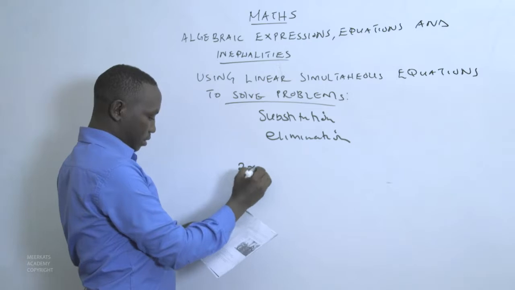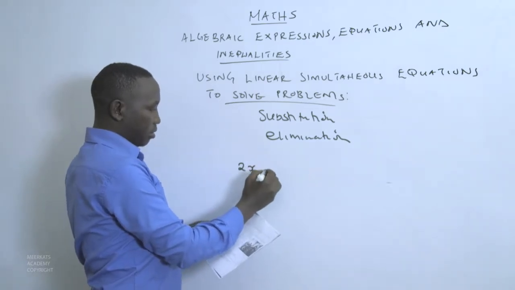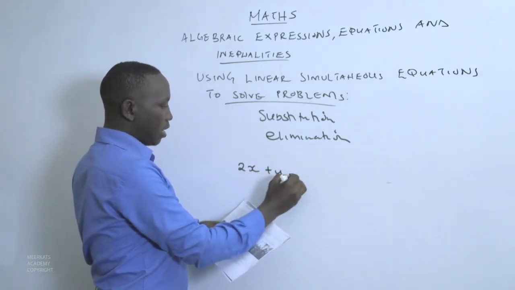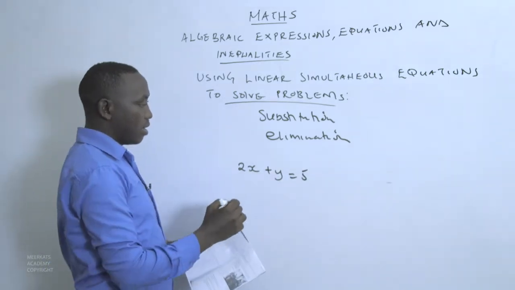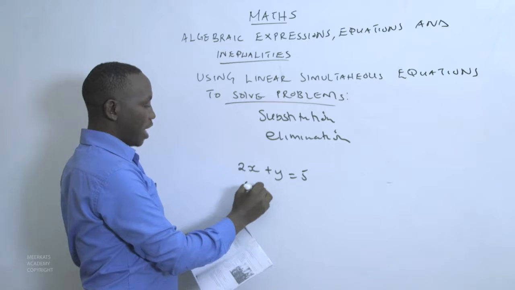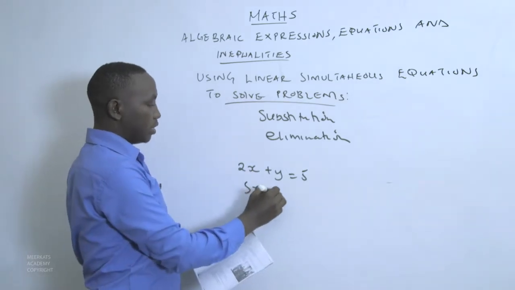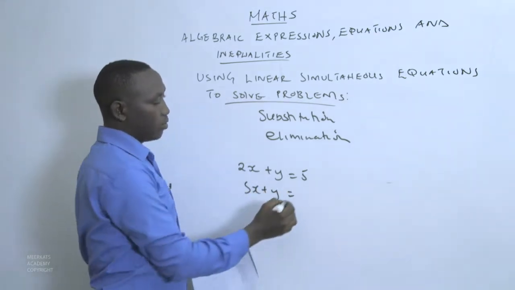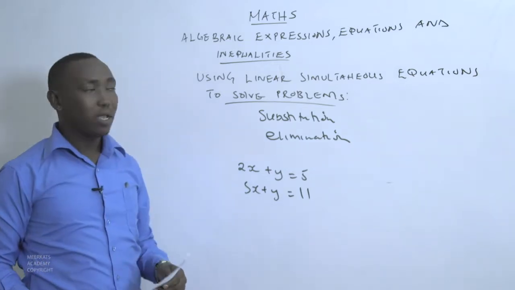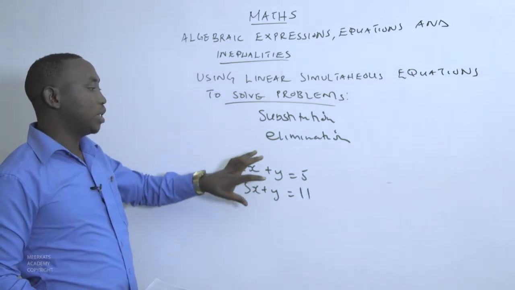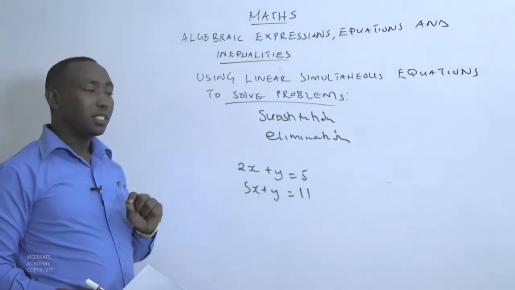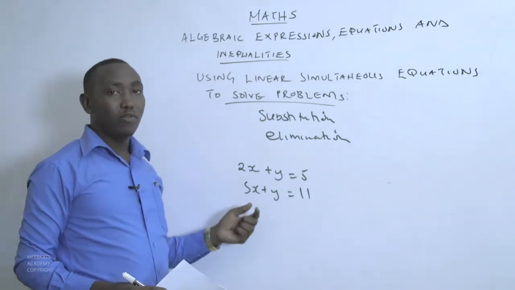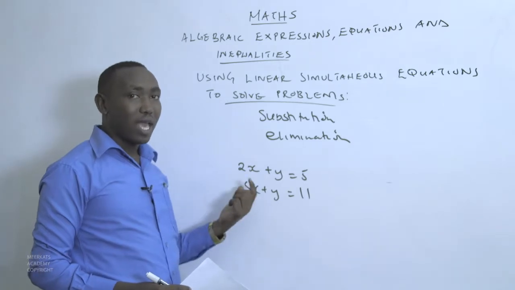If you are given a question 2x plus y is equals to 5 and another equation 5x plus y is equals to 11, we can use substitution to solve this particular question. We say that the first step is writing one of the polynomials in terms of the other.